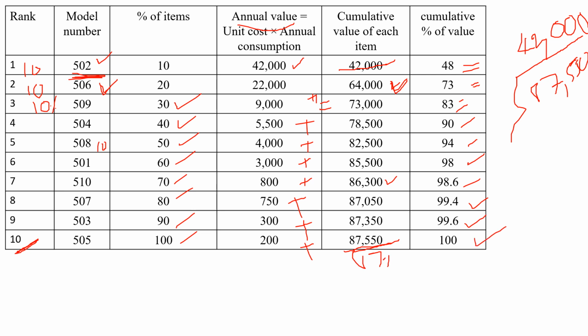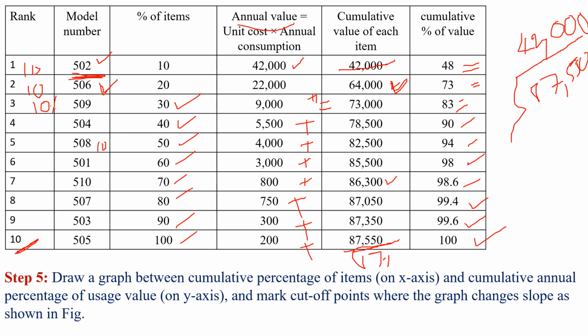So this is step 3 and step 4. Here we determine the cumulative percentage of all the items as well as the cumulative percentage of their value. Next we have to go for step 5.